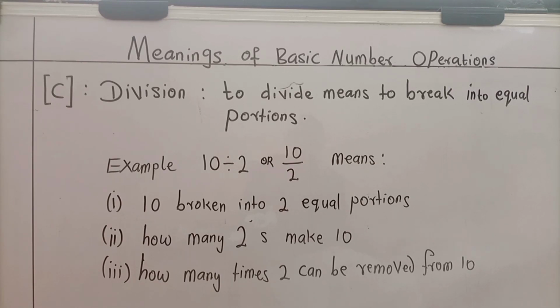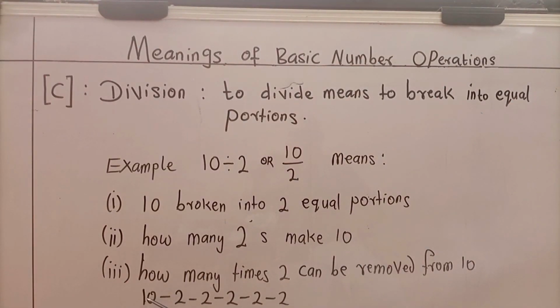Let us start with the first one, that is 10 broken into two equal portions. If 10 is broken into two equal portions, what is the answer? The same 5. If we say how many 2's that make 10, please, how many 2's make 10? 5 again. The third one says, how many times can 2 be removed from 10? Let's do it.